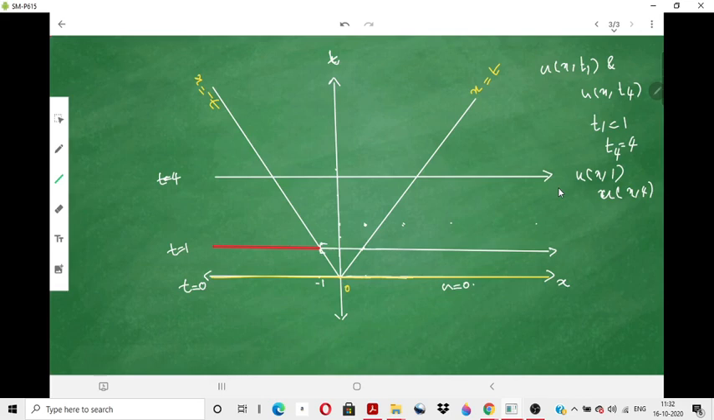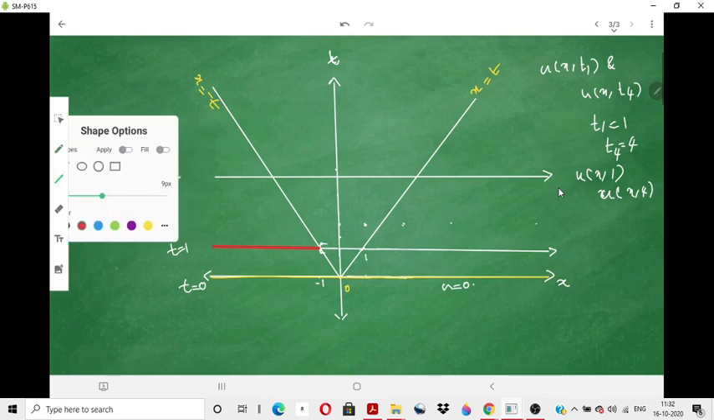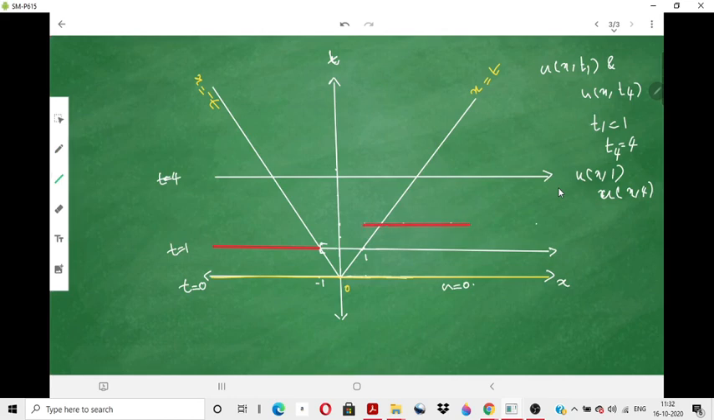And when x is greater than 1, the function u at x, 1 was equal to 1. So u is equal to 1 from 1 to infinity, isn't it? So from here onwards it is u equal to 1. So this is the line u equal to 1. We also represent u along the vertical axis. So this is the line u equal to 1, and this is the line u equal to 0.